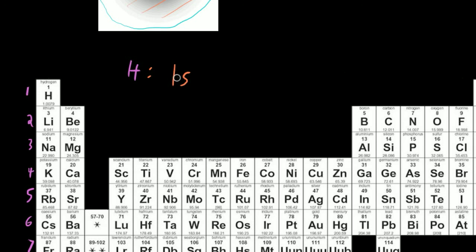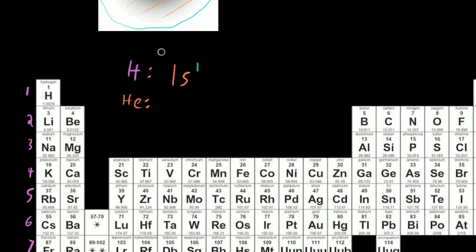And then the last thing we're going to do, so we've got 1, that's the number of our period that we're in. We have s, which is the kind of orbital that we're looking at. And then the last thing we have to do is put in the number of electrons in this orbital. So we have 1s1. And that's the electron configuration for hydrogen. Let's do the one for helium.